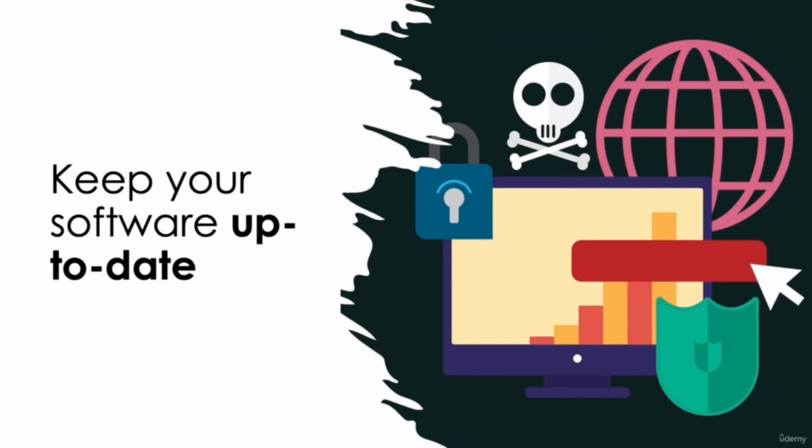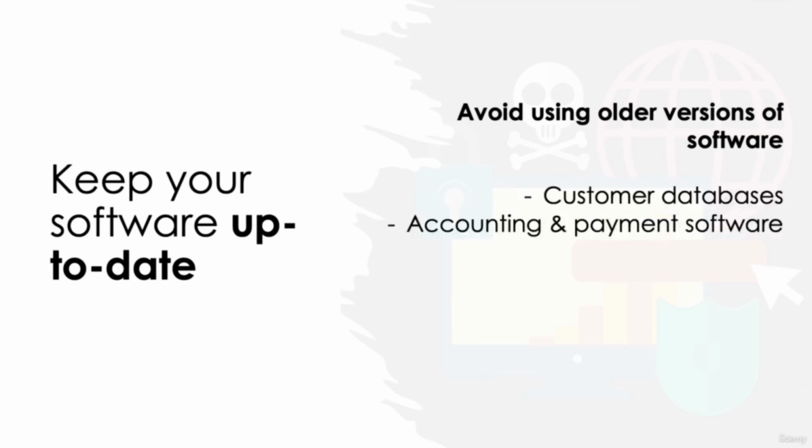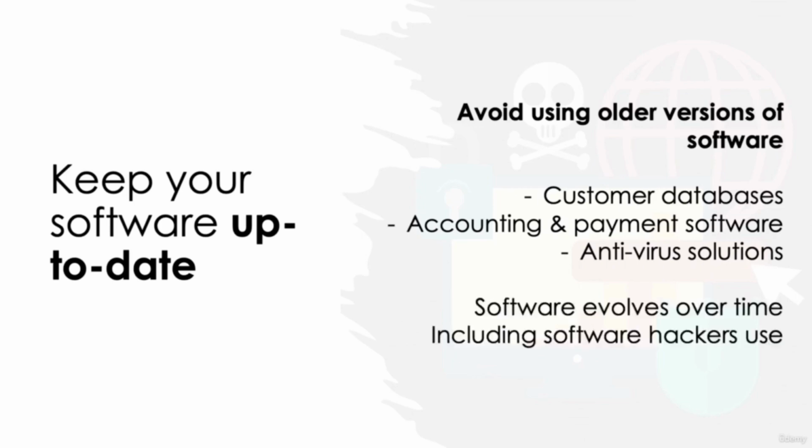To avoid any potential malware attacks, keep your IT up to date and avoid using older versions of software, especially software such as customer databases, accounting and payment software, and antivirus solutions. Keeping your software up to date is one of the most crucial steps in combating potential data exploits. Everything evolves over time, and software is continuously improving and changing. That, however, also includes malicious software built by hackers.